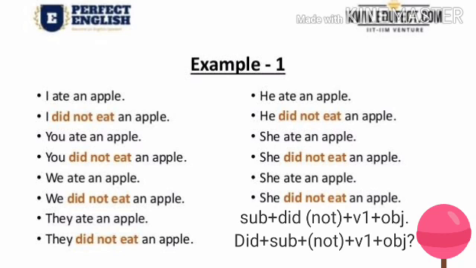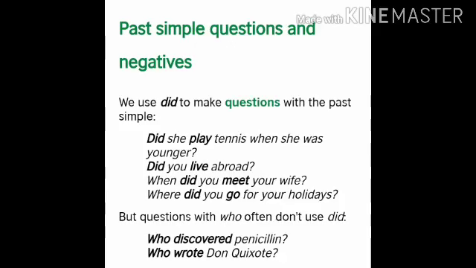And the sentence structure clearly states if we are using did, then we always use the first form of the main verb. Reason being, did is also the second form of the verb do. Do, did, done. You can go through the remaining examples too. He ate an apple. He did not eat an apple. She ate an apple. She did not eat an apple.